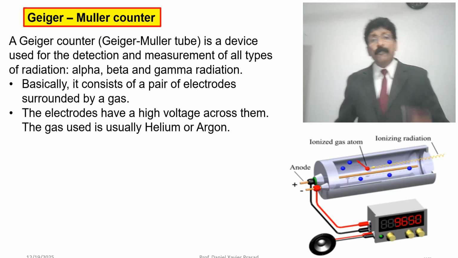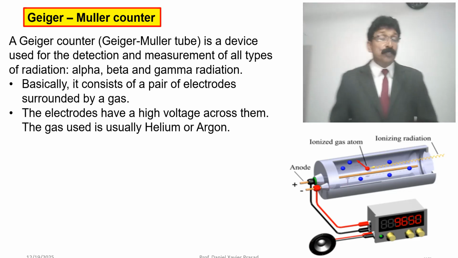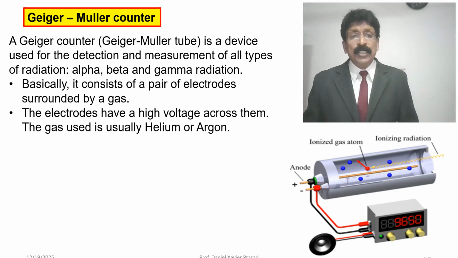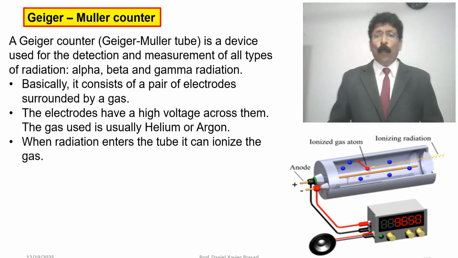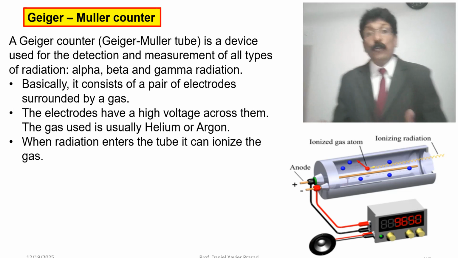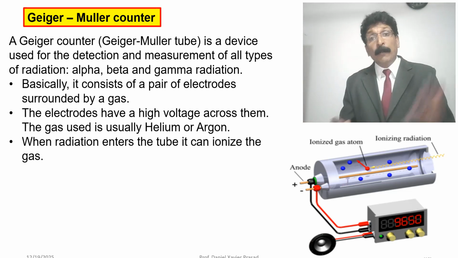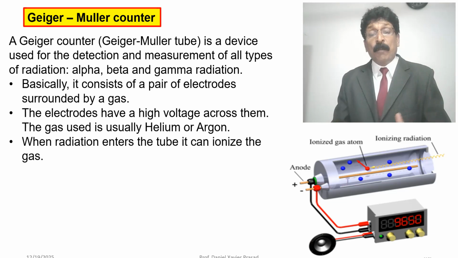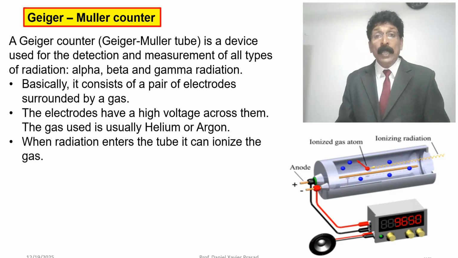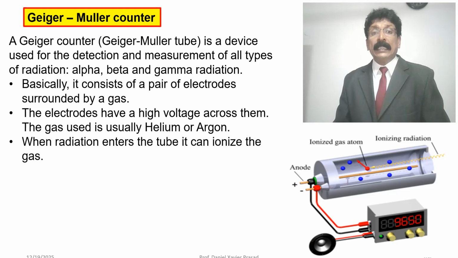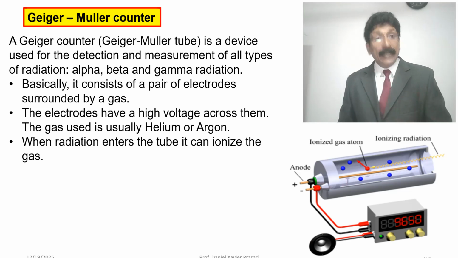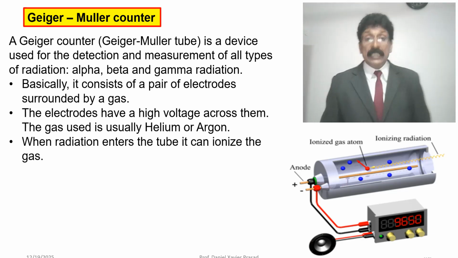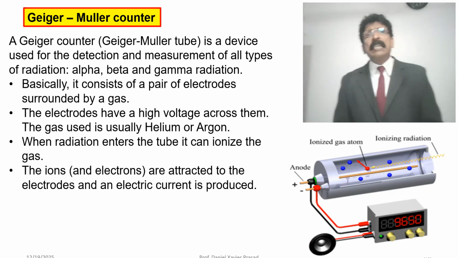Basically, it consists of a pair of electrodes as shown in the figure, surrounded by a gas, usually argon or helium. The electrodes have a high voltage across them. When the radiation of your product or the precursor which you have fed into the plant, and the isolated compound, its biotransformed compound, if the compound contains a particular labeled carbon atom or labeled nitrogen, the structure will be changed. That will give the emission of delayed radiation, which may be alpha, beta or gamma rays. Once the radiation enters the tube, as shown in the picture, it can ionize the gas, that is argon or helium, which is present in the instrument.